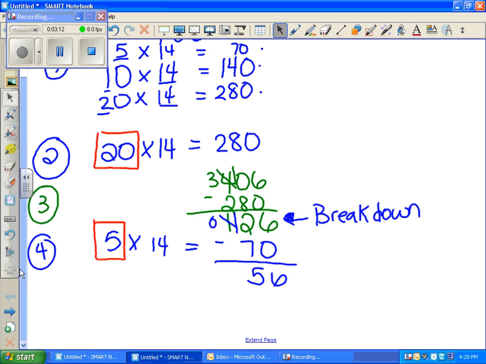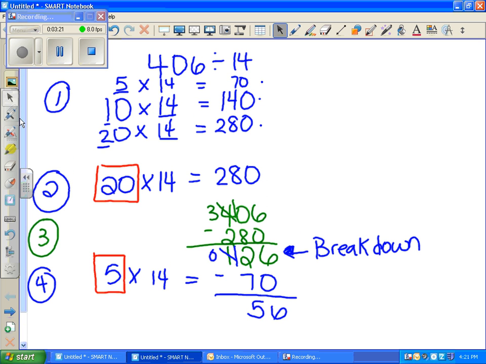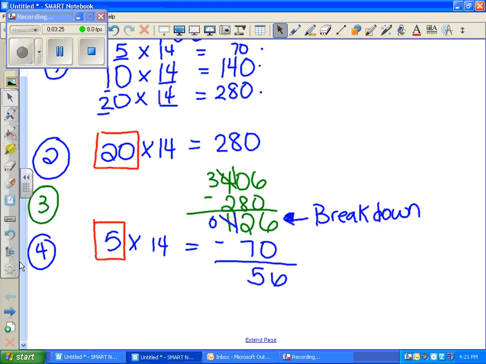Now I need to divide up my 56. Go back and look at my landmark numbers. 5 times 14 is 70, so it's going to be less than 5. So I make my mini multiple tower. I have 14, 28. 28 plus 14 is 42. 42 plus 14 is 56. That's exactly what I was looking for. That was my 4th multiple.